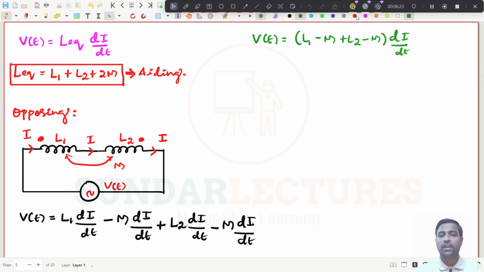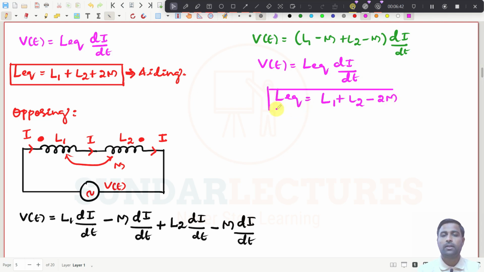So finally, if I write this one, I can write V of t, which is equal to L equivalent of di by dt. Right? What is now L equivalent here? L equivalent will be equal to L1 plus L2 minus 2M. It is minus 2M. Try to understand. This is the L equivalent if two coils are opposing.